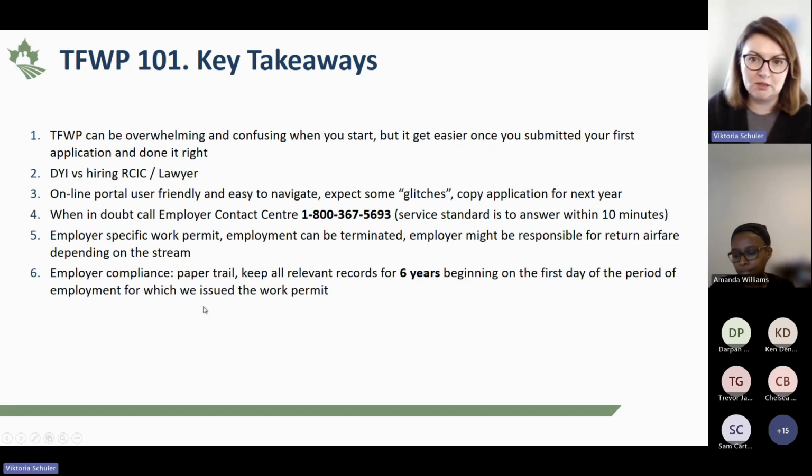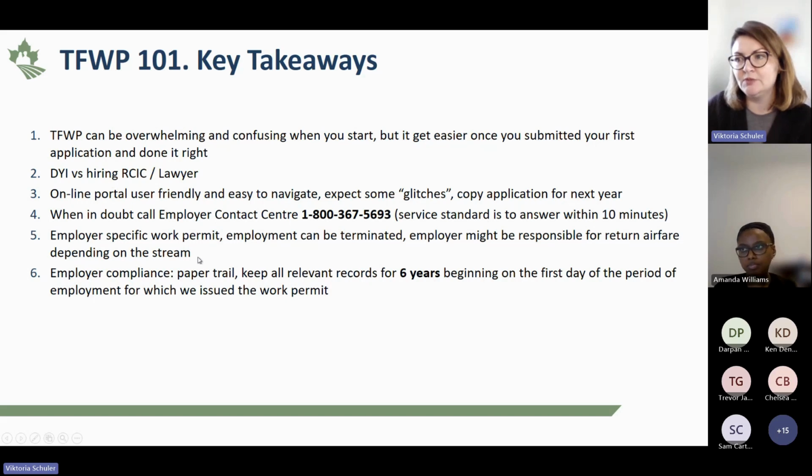If employment is terminated, you do the same as you do with any Canadians or permanent residents. Just follow your provincial legislation, like providing enough notice, such as two weeks' notice, or whatever notice is stated in the employment contract. But at the same time, you will be responsible for return airfare for the worker. For the high wage stream, you're not.